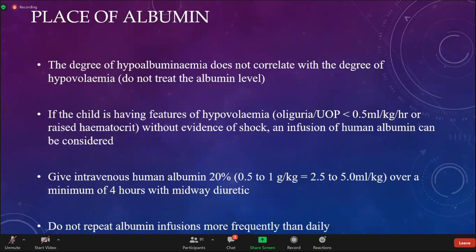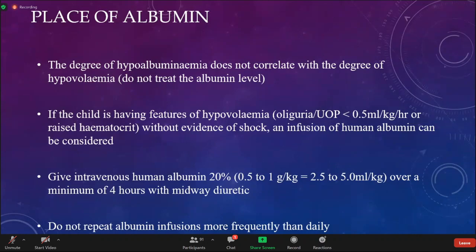You know, these children, as I mentioned in the introduction, are losing protein and are in a hypoalbuminemic status. Remember that the degree of hypoalbuminemia does not always correlate with the degree of hypovolemia. Therefore, some children need albumin, especially when they are hypovolemic or if their urine output is less than 0.5 ml per kilogram per hour.